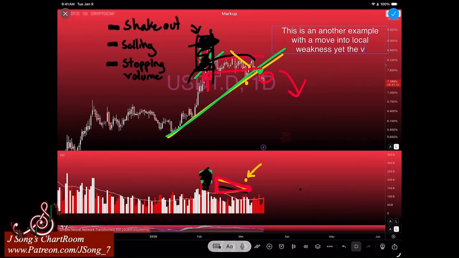Yet the volume is not right. It is on decreasing volume, except stopping volume, or the possible stopping volume. Or we'll just leave that stopping volume, yeah.